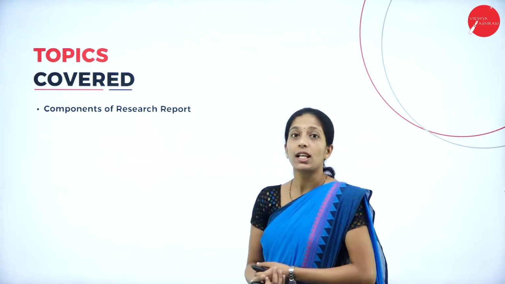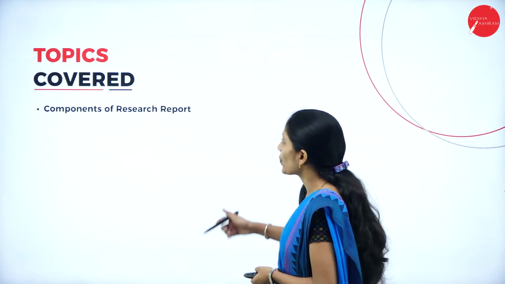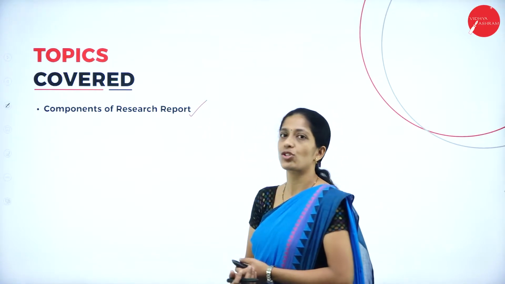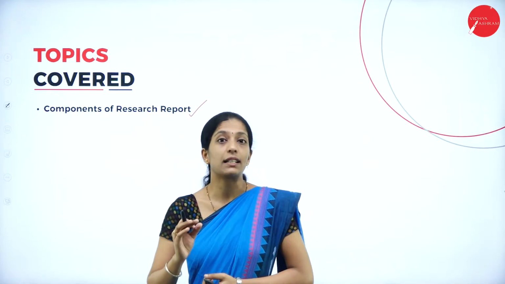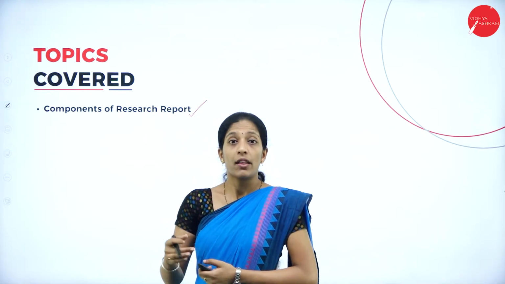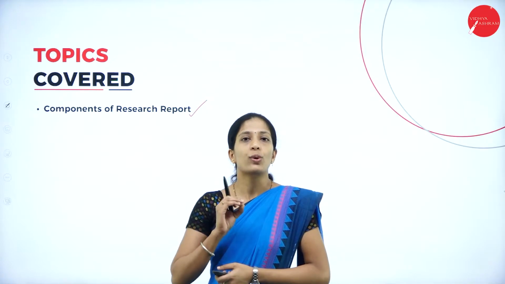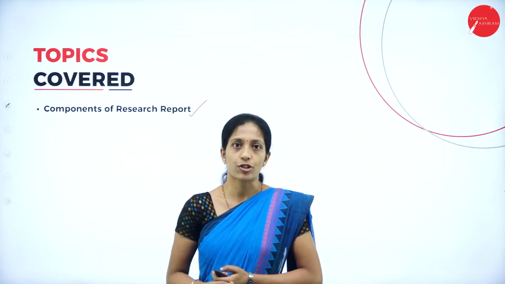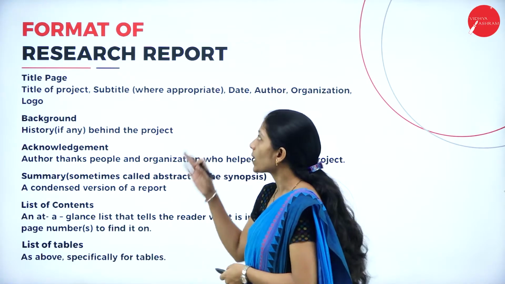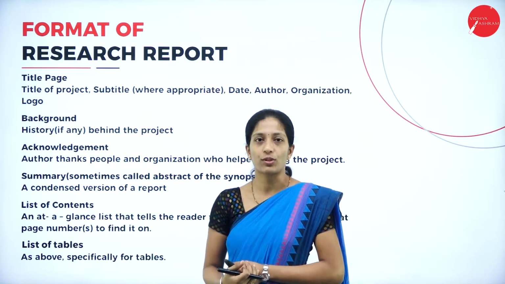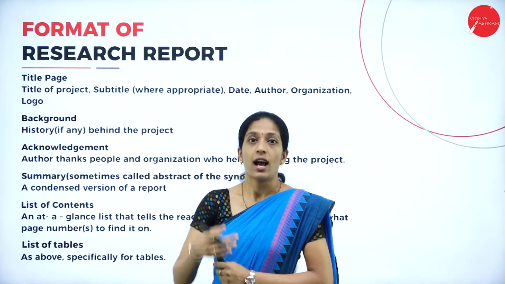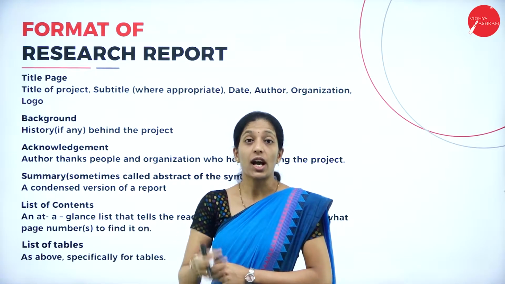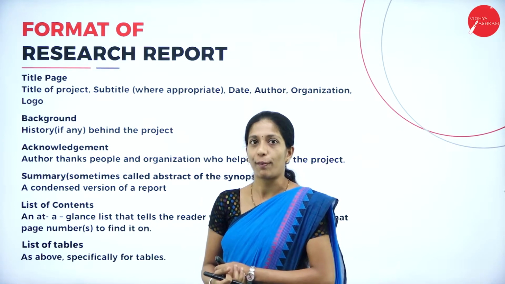In a previous session, I covered this topic, that is, we learnt about components of a research report. So what are the various components or contents of a research report? That is, what are the contents which are included while writing the research report. Now we shall see what is the format of a research report, that is, in what format the research report has to be written. It is a step-by-step procedure and you have to follow the same format here.